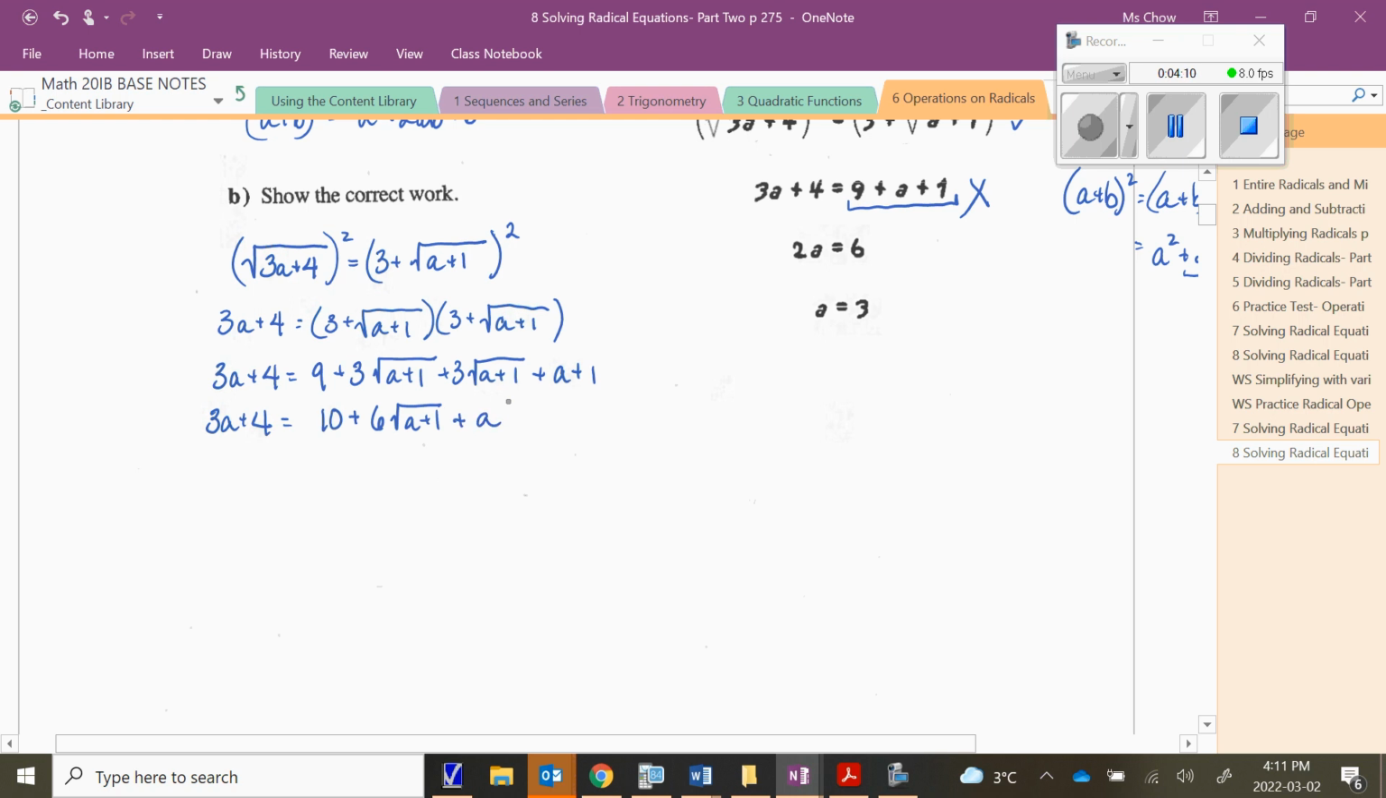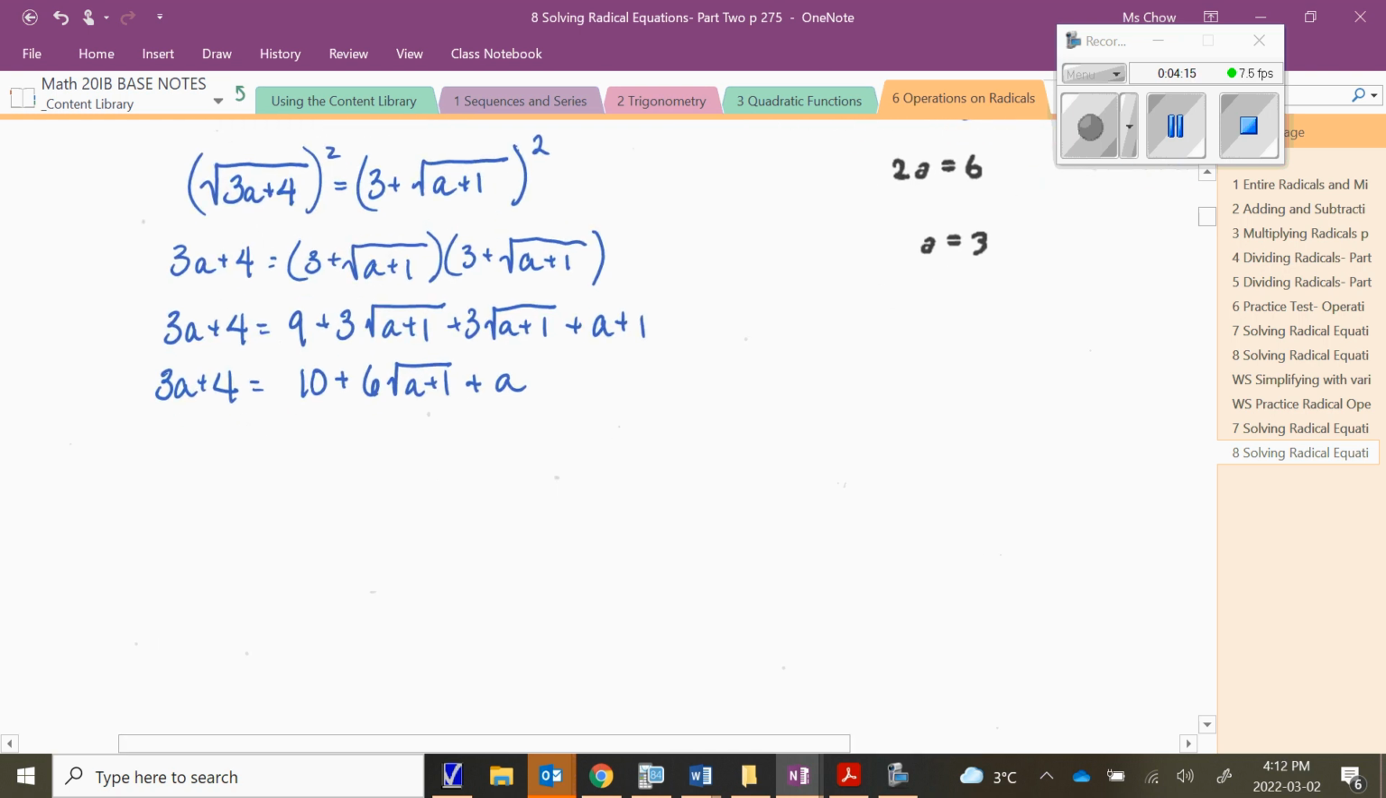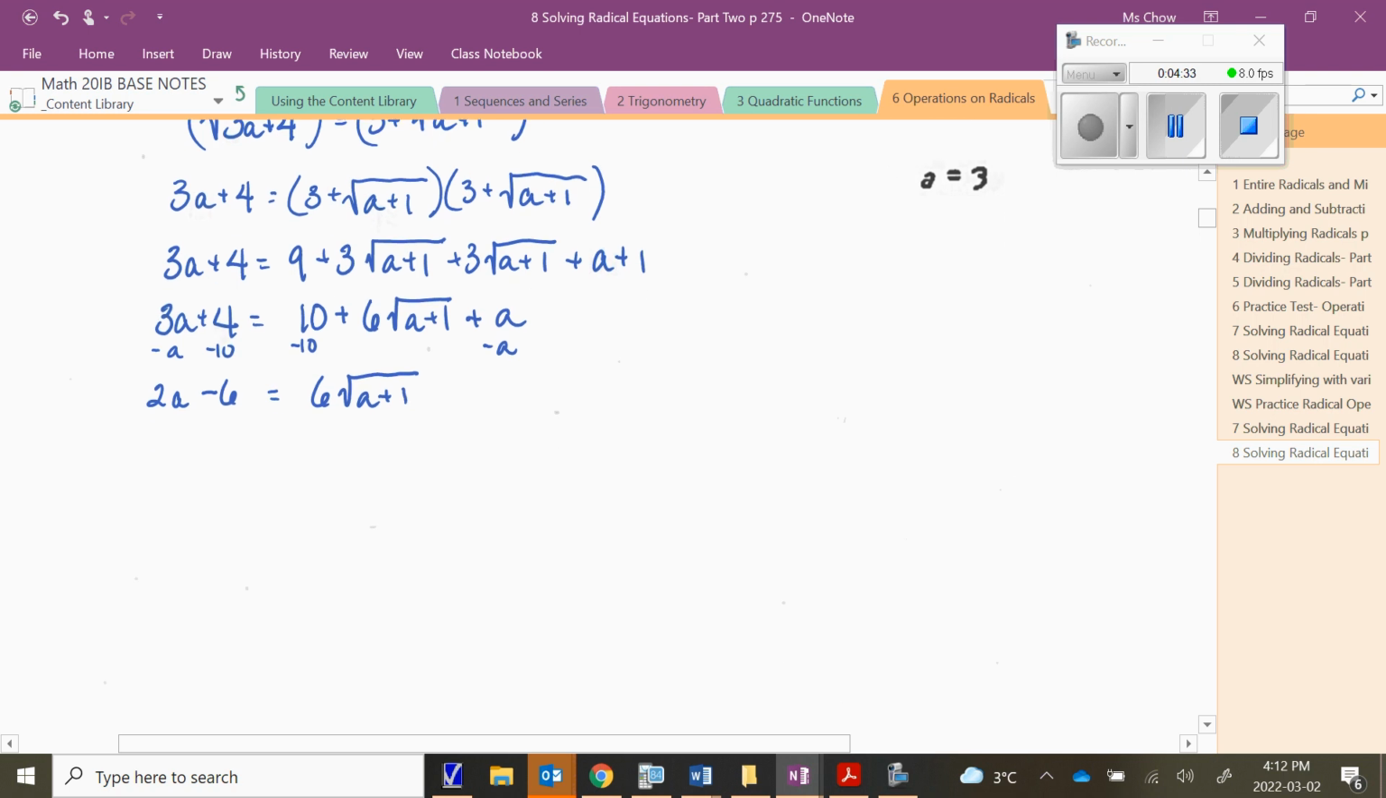And again, because we still have a radical, we want to isolate that radical. So we will subtract 10 from both sides, and we will also subtract a from both sides. So we've got 2a minus 6 is equal to 6 times root of a plus 1. So at this point, we have a couple of options. We could go ahead and square both sides right away, or we can see that there is a common factor of 2 on both sides, so we could divide both sides by 2.